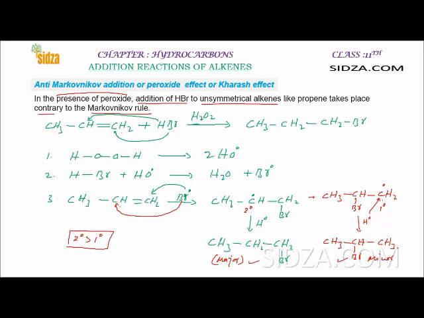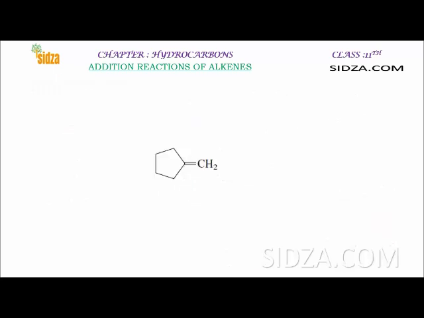That means hydrogen adds to that double bond carbon that has less number of hydrogen atoms, right? And remember, this anti-Markovnikov addition or peroxide effect, Kharasch effect, it's the same, and it is observed only with HBr in peroxides, right?